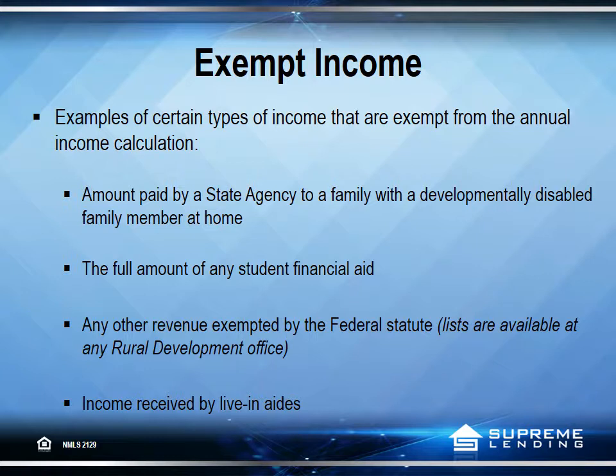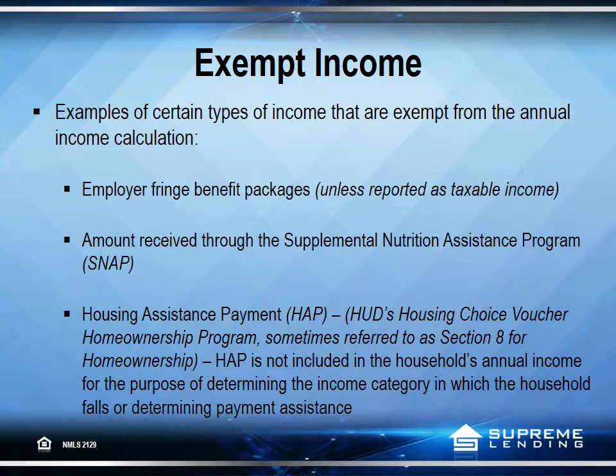Income received by live-in aides, employer fringe benefit packages, unless reported as taxable income, amount received through the Supplemental Nutrition Assistance Program, or SNAP, housing assistance payment, also known as HAP, the HUD's Housing Choice Voucher Homeownership Program, sometimes referred to as Section 8 for homeownership. HAP is not included in the household's annual income for the purpose of determining the income category in which the household falls or determining payment assistance.